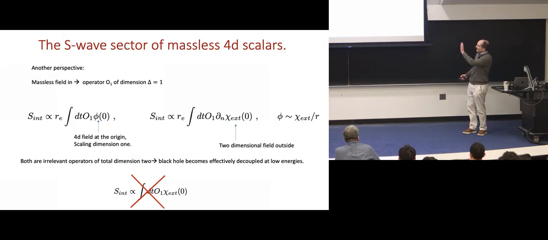Now this whole song and dance is just to explain why the coupling is not this. Okay, it's not. This is the naive coupling you might have written if you are told you have a massless two-dimensional field outside, and an operator of dimension 1. I've given you two reasons for why that's not the coupling we should write down, one in this transparency, one in the previous transparency.